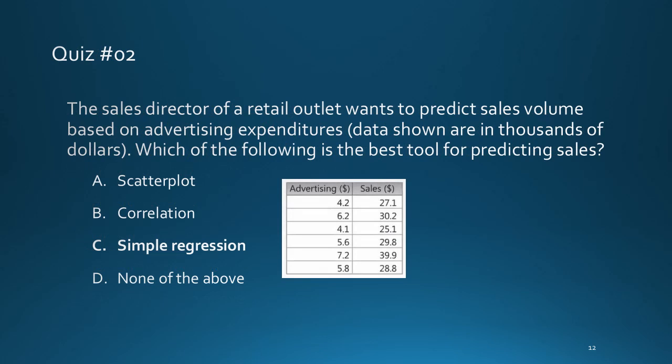For question number two, the answer is the simple regression. The simple regression provides an equation that can be used to predict future events such as sales volume, based on an explanatory variable such as advertising expense.